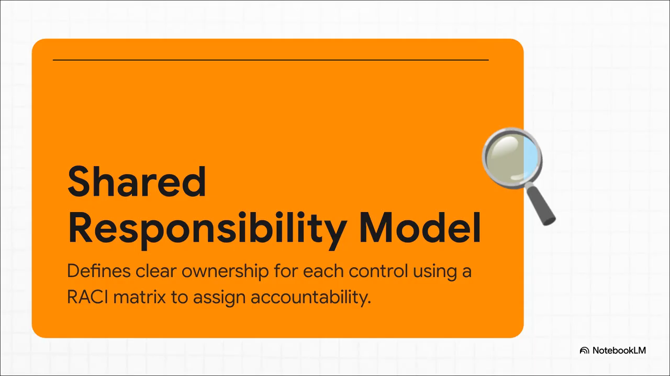To put it simply, the SRM is your master map of accountability. It uses that standard RACI framework you might know, responsible, accountable, consulted, and informed, to make sure that for every single control, somebody is on point. This completely eliminates that risk of important tasks just falling through the cracks.